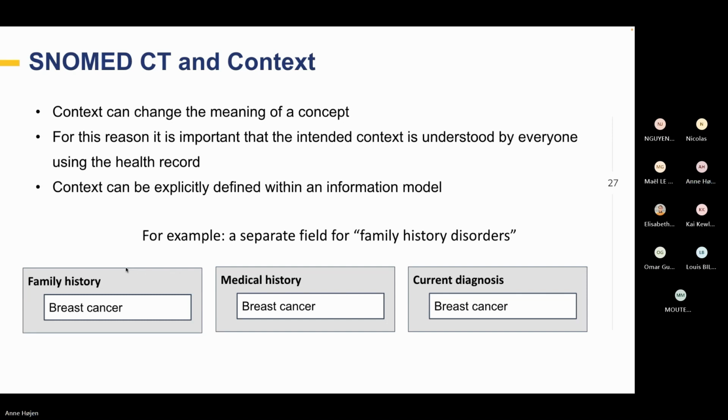You could also have a medical history. So for the patient that you are now visiting your department, you are recording the medical history of this patient, and the patient has breast cancer. You use the same concept in this user interface. You can also have a field, as we saw before, for the current diagnosis. Again, you enter breast cancer. So how you should interpret breast cancer will differ in each of these situations, because the context of where it was entered actually affects the meaning.